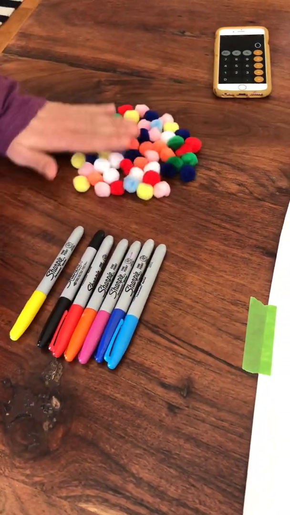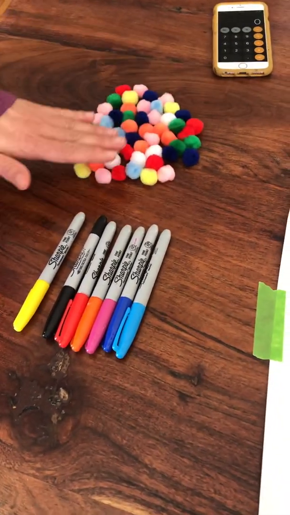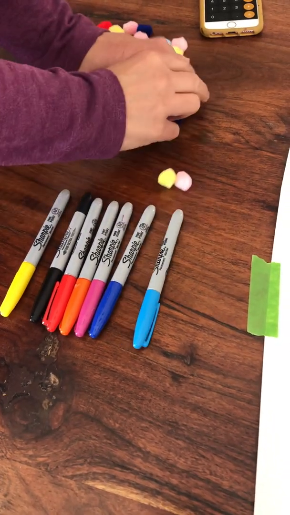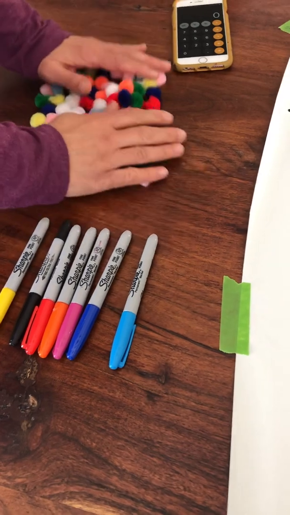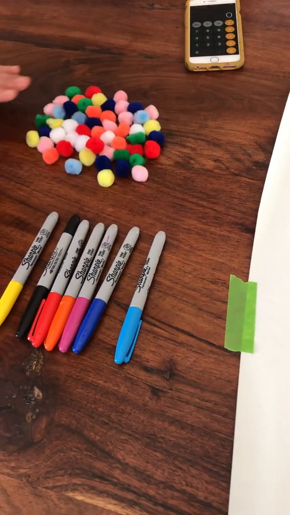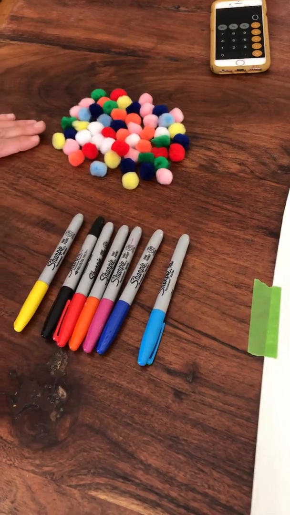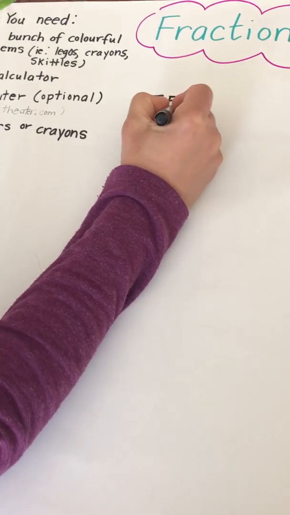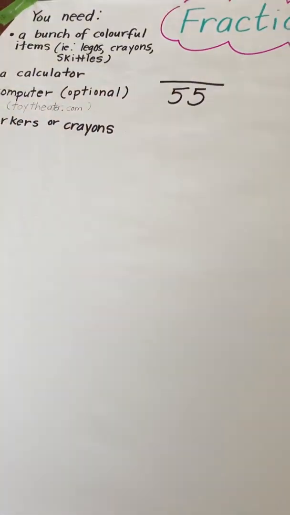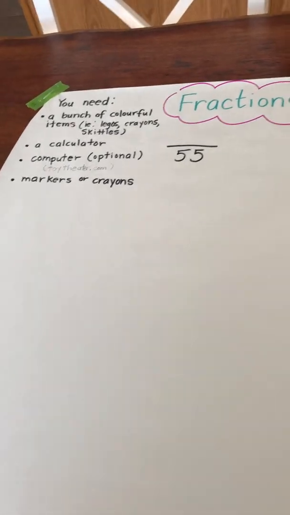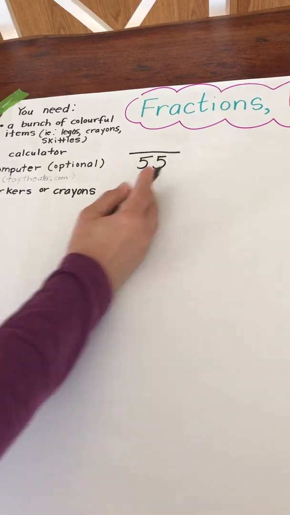So as you can see, I have my pile of pom-poms here. Okay, so what I did is I counted the number of pom-poms. I counted them twice and I counted them by twos because that was easiest for me. Make sure you count them 2 or 3 times. Now, right here, I have 55 pom-poms. So 55 is going to be an important number today for me. Your number might be different, okay? You might have 36 Legos, or you might have 23 crayons. So your number is going to be different than my number.